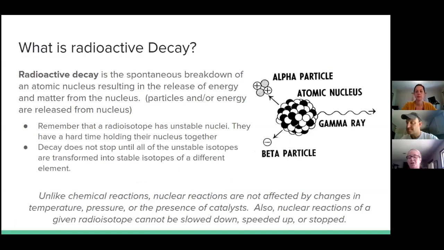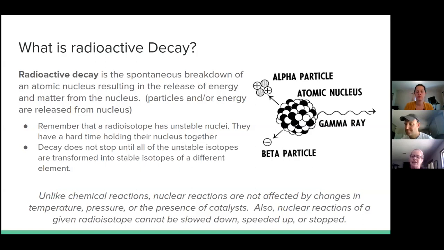All right, so next we're talking about what radioactive decay is. And remember, Mrs. O'Reilly talked about how radioisotopes are unstable. So the nucleus has a hard time keeping itself together. So radioactive decay is what happens when it can't keep itself together. Radioactive decay is really the spontaneous breakdown, which just means it happens whenever. You don't necessarily have to cause it to happen. It will just happen because it can't hold itself together.